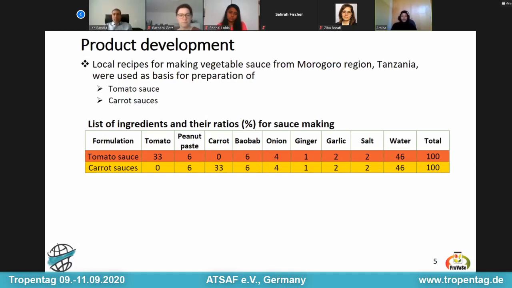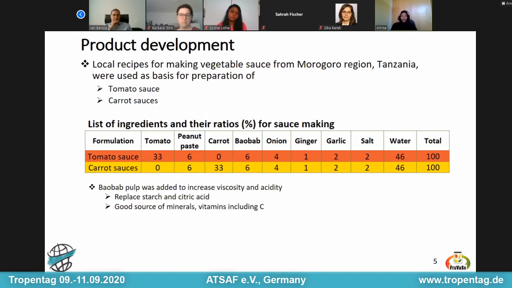So here is a list of ingredients and their ratios. So we had tomato. In the formulation, we also included the baobab. In the local recipe, they normally put starch, mostly from wheat flour or corn, and they also put synthetic citric acid to increase acidity. So in our case, we thought about baobab powder, which was added to increase viscosity and acidity instead of starch and synthetic acid.